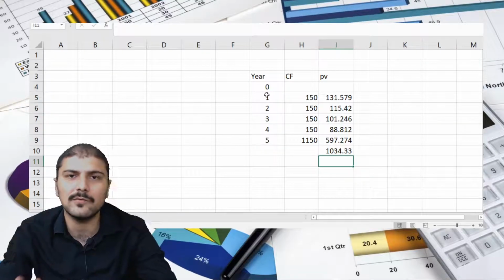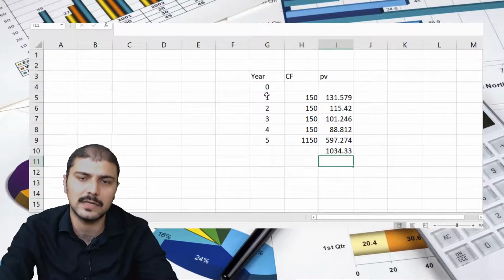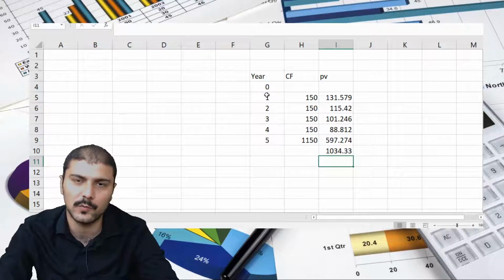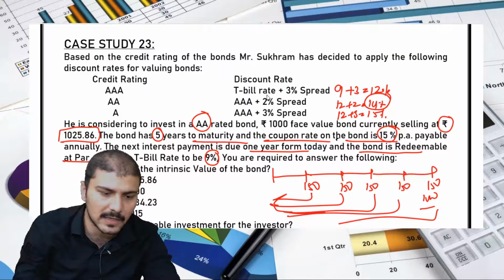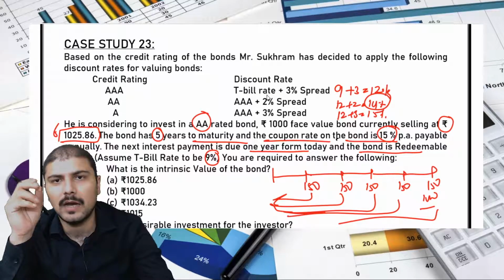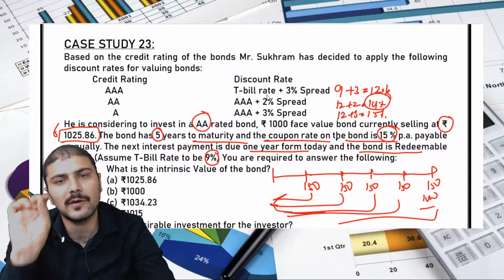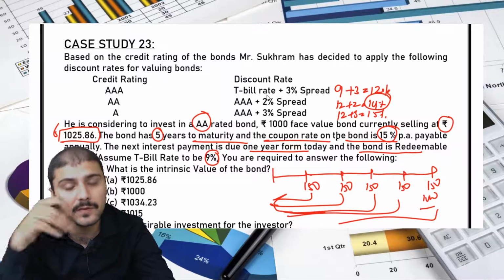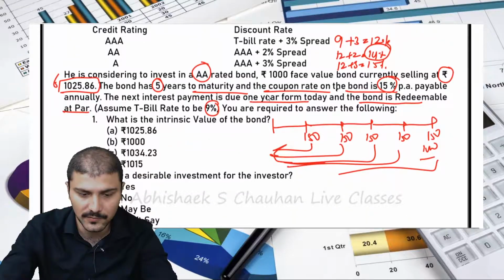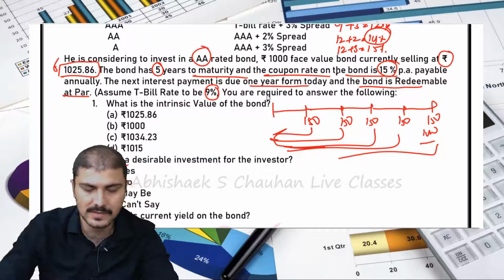This is the price I would be ready to pay based on my expectation that the value of the bond is 1034.33. Now for how much price is this bond actually selling in the market? 1025. I have to spend 1025 for getting a worth of 1034. So whether this will be a desirable investment for me? The answer is straightforward yes. This is the second question.